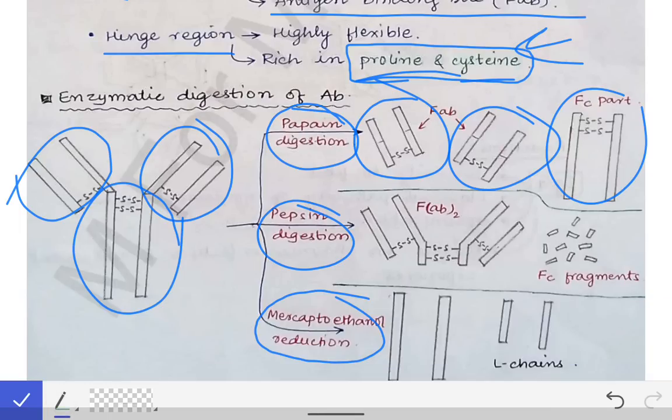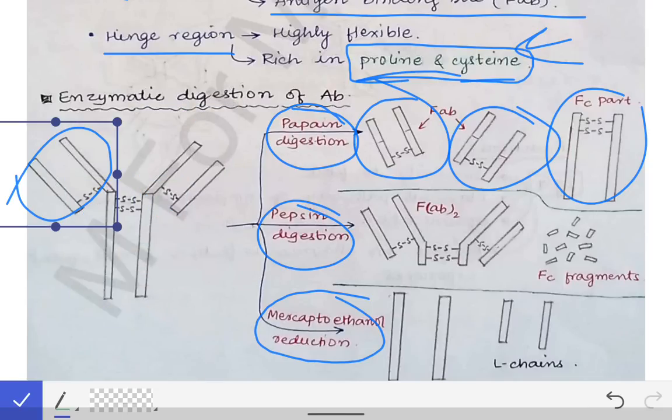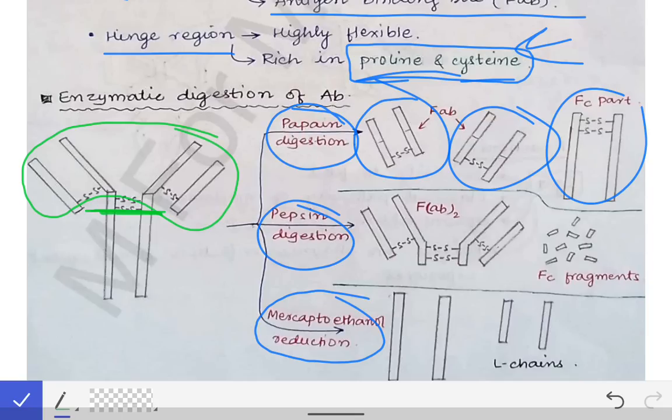When we have digestion by pepsin, pepsin breaks the bond here. Let me clear it so that you can understand. Pepsin makes the break here, so that these two fragments remain together, and hence it is called F(ab) twice. What does that mean?